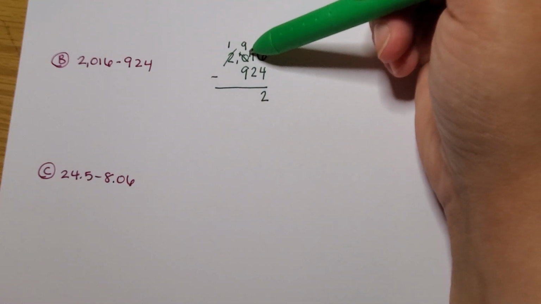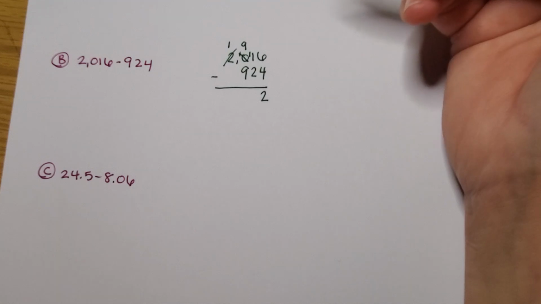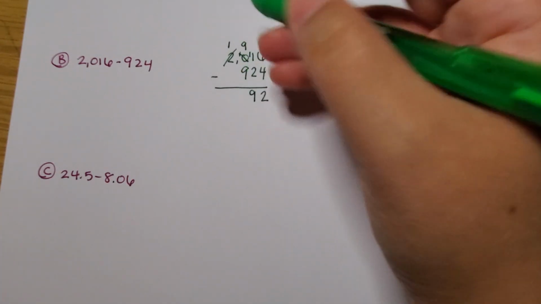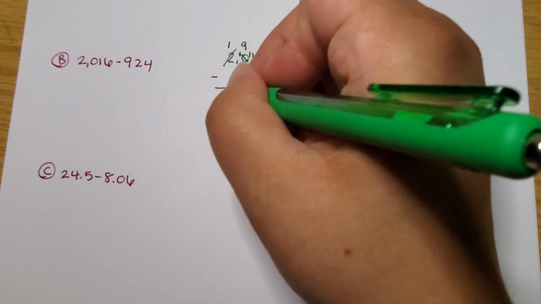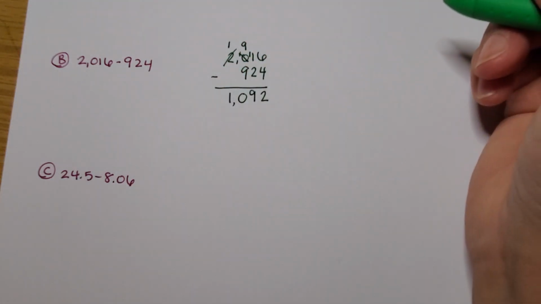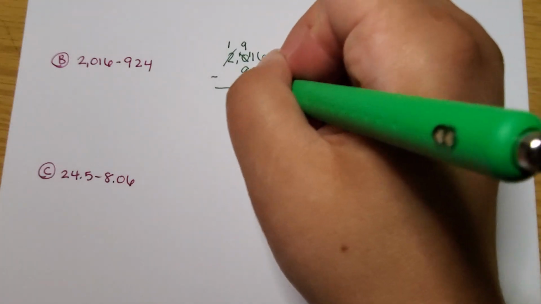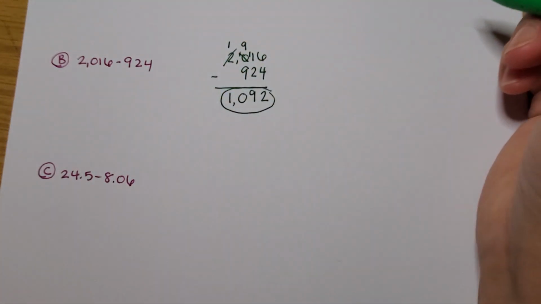Either way, now we've got 11, and we're taking 2 away. That's going to give us a 9. 9 minus 9 is 0, and then we can bring down the 1. So 2016 minus 924 is going to give us 1092.